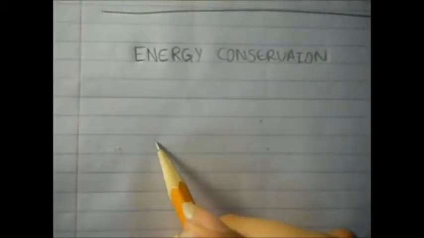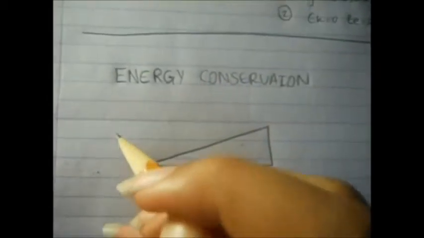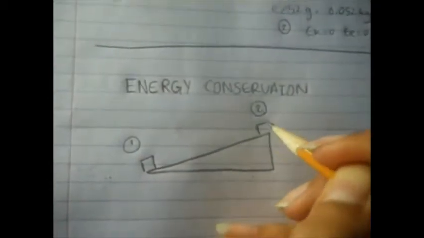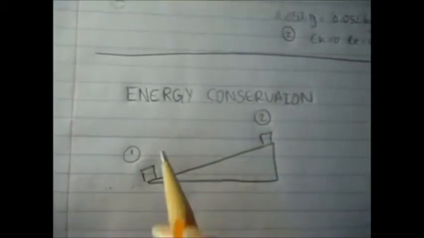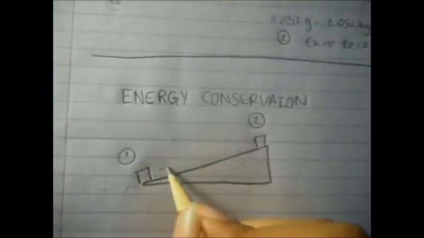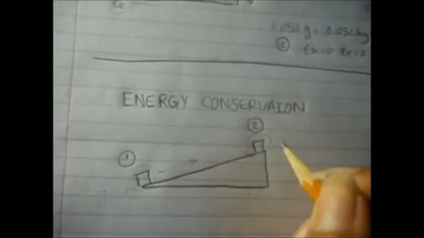Okay, so I'm going to try to prove that energy is conserved as the cart moves up the ramp. So say this is my ramp right here. I would call this stage 1 and this stage 2. This is right before the rubber band was released and the car was moving up the ramp, and this is where it stops.